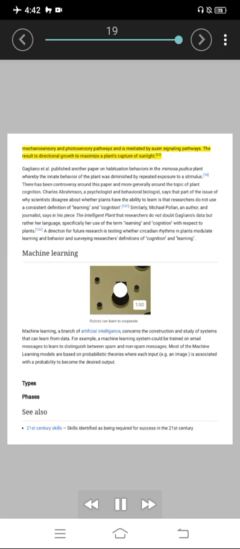Gagliano et al. published another paper on habituation behaviors in the Mimosa pudica plant whereby the innate behavior of the plant was diminished by repeated exposure to a stimulus. There has been controversy around this paper and more generally around the topic of plant cognition.